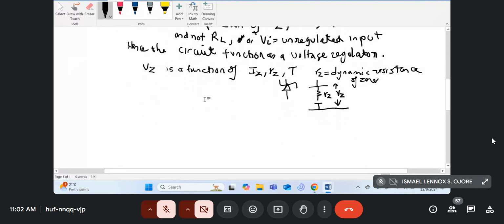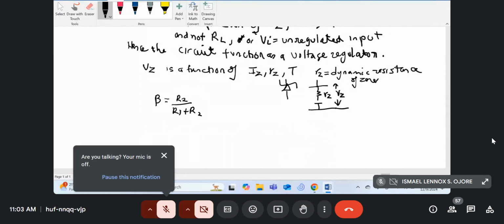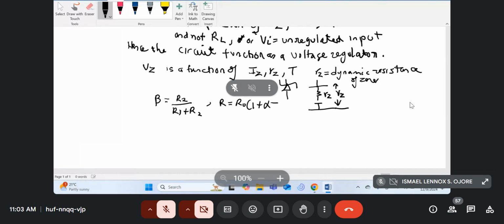And number two, beta. Remember beta, in this case, is R2 over R1 plus R2. But in general, R is some R0 into 1 plus alpha T. So we can say beta is a function of temperature.